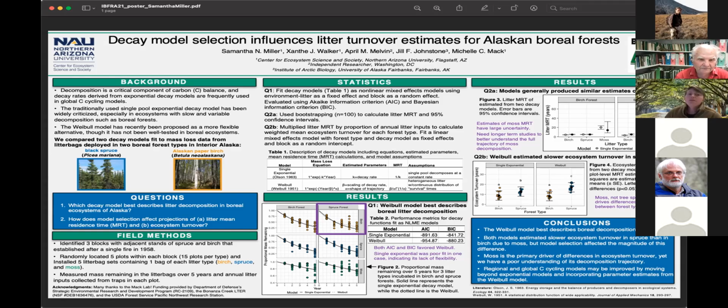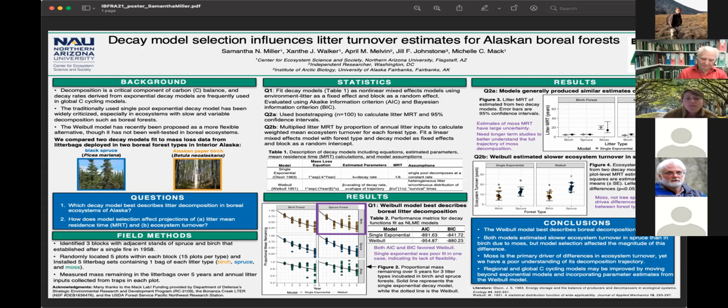So here we compared these two models fit to mass loss data from litter bags deployed in 2 common boreal forest types in interior Alaska, black spruce forest and Alaskan paper birch forest. And the litter bags contain 3 common litter species, birch, spruce, and a mixture of feather mosses. So we sought to answer 2 main questions: which decay model best describes litter decomposition in boreal ecosystems of Alaska? And 2, how does model selection affect projections of litter mean residence time and ecosystem level litter turnover?